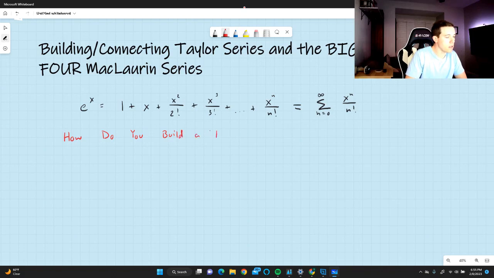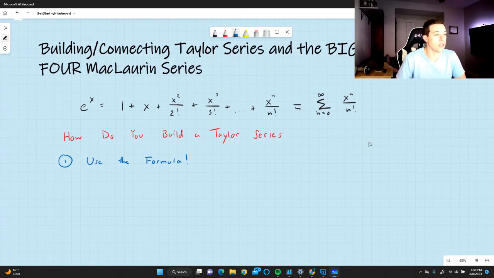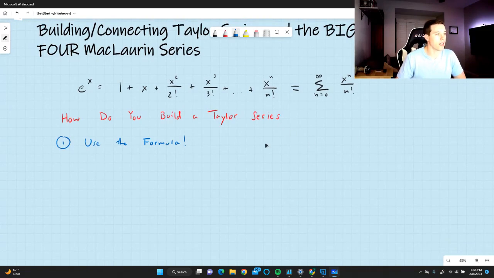So the question is, how do you build a Taylor series? Well, the way we are going to focus on today, and then we're going to practice a bunch, is you use the formula. There's a nice formula that we were actually using last lesson, but it was kind of hidden in the work I was doing. But here is the formula for building a Taylor series. The Taylor series formula works like this.